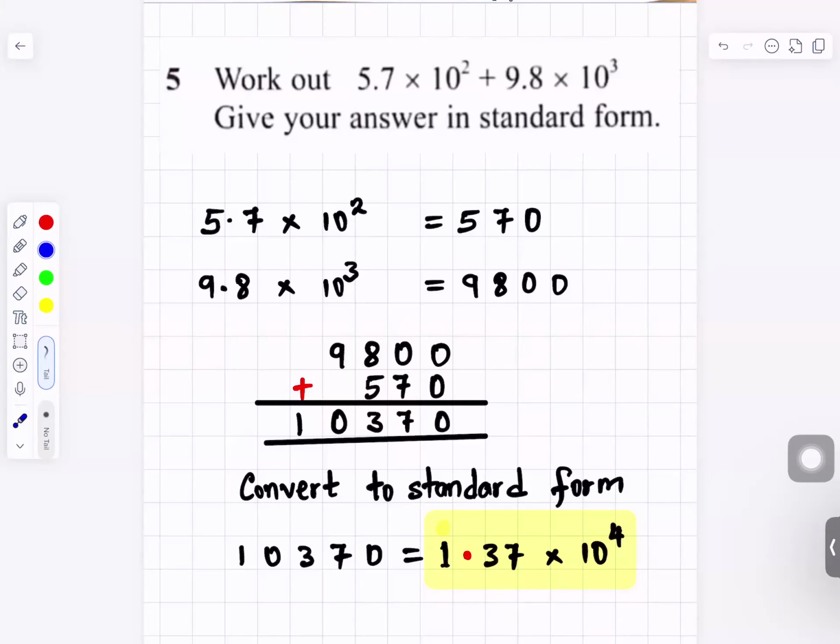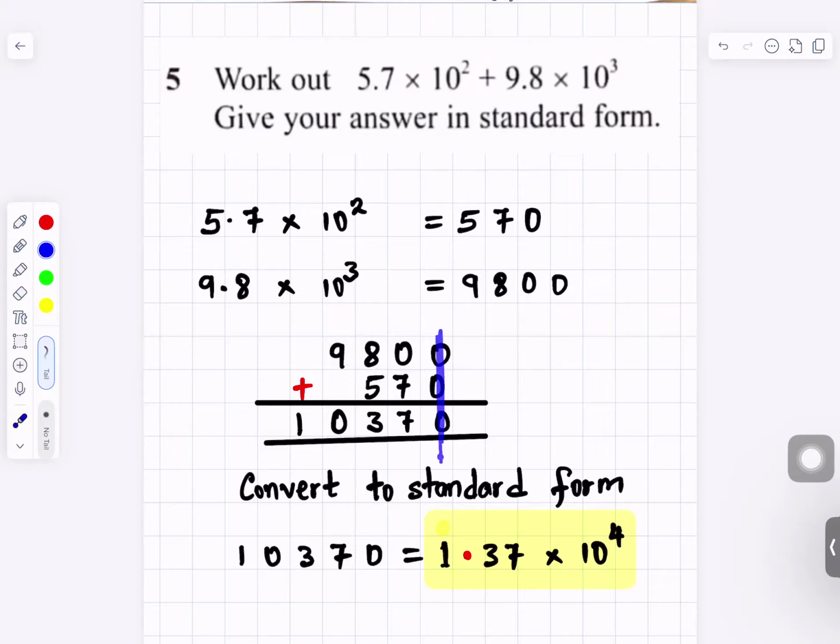Question number 5. Work out 5.7 times 10 to the power 2 plus 9.8 times 10 to the power 3. Give your answer in standard form. First, write each as an ordinary number. 5.7 times 10 to the power 2, you count 1, 2 places, so it becomes 570. 9.8 times 10 to the power 3, you count 1, 2, 3, so it's 9,800. Then add these two ordinary numbers: 9,800 with 570 underneath.